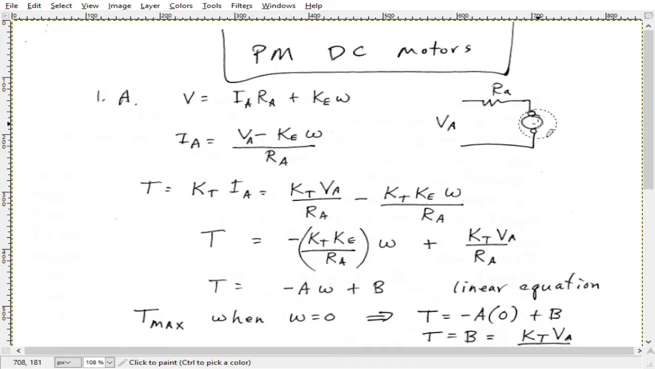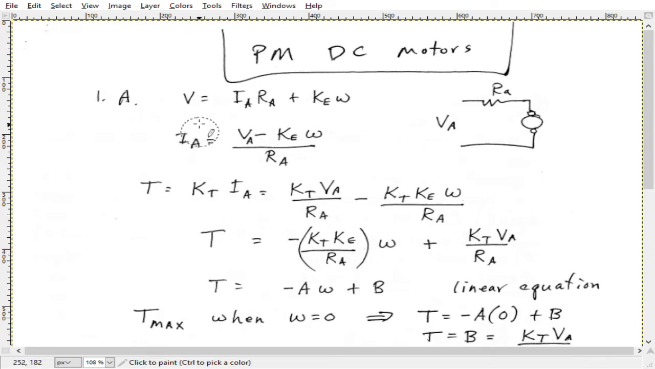It's because you've got the windings of the armature coil, and as they're rotating in the magnetic field, a voltage is generated in here, and it opposes this voltage here. So that's called KE omega. Omega is the speed of the motor, and KE is the electrical motor constant.